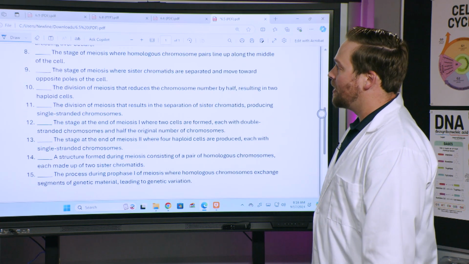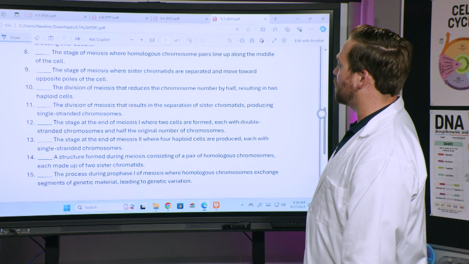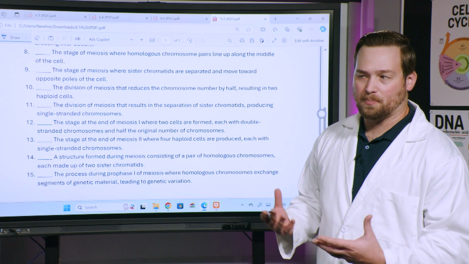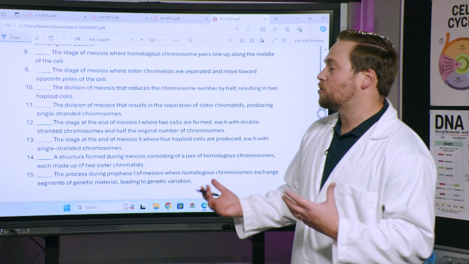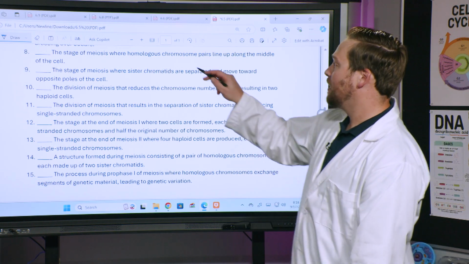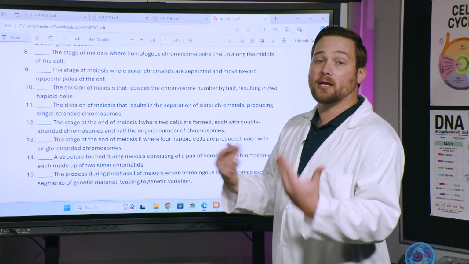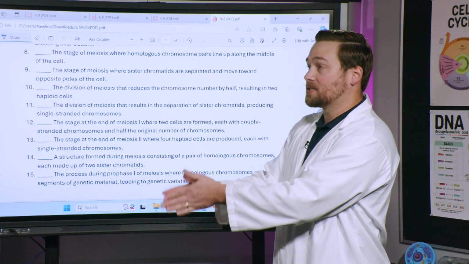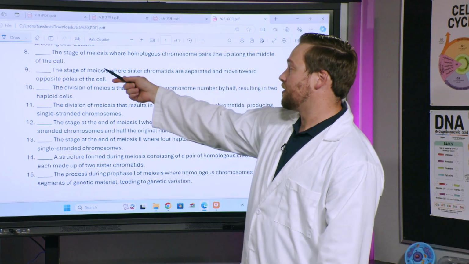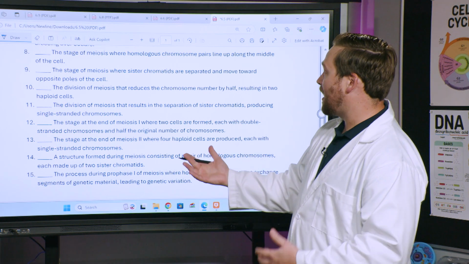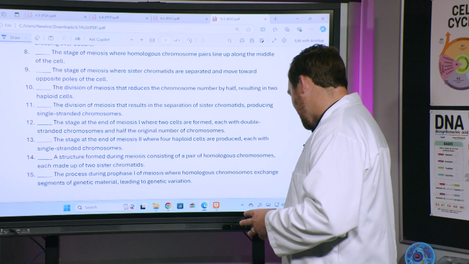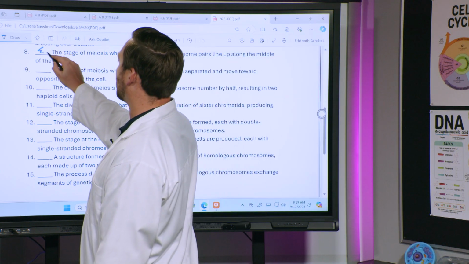Okay, 8 says, the stage of meiosis where homologous chromosome pairs line up along the middle of the cell. So you can see why picking out these keywords is very important because it's hard to tell if it's meiosis 1 or meiosis 2. But using these keywords, you can figure it out. This says homologous chromosomes, so I know it has to be meiosis 1 because that's the only time that we have homologous chromosomes. What is it called when they line up in the middle of the cell? Well, I know that that's metaphase, and because it says homologous chromosomes, I know it's metaphase 1, okay? So for letter 8, let's go with E, which is metaphase 1.